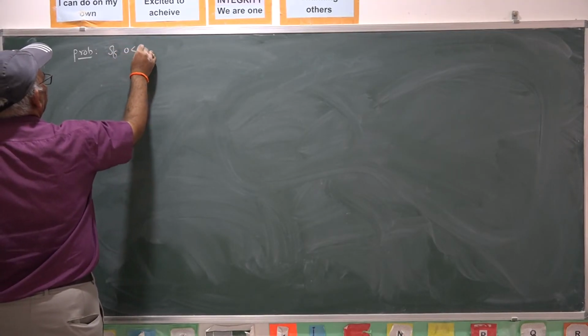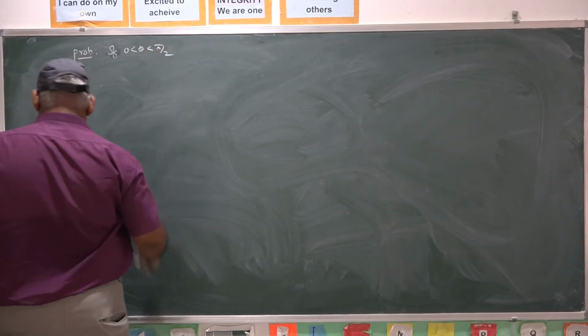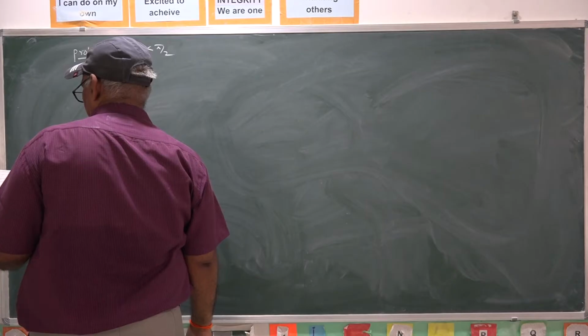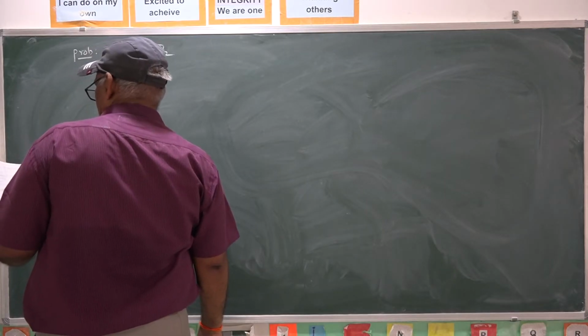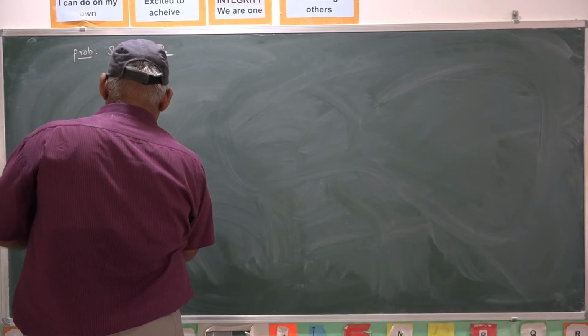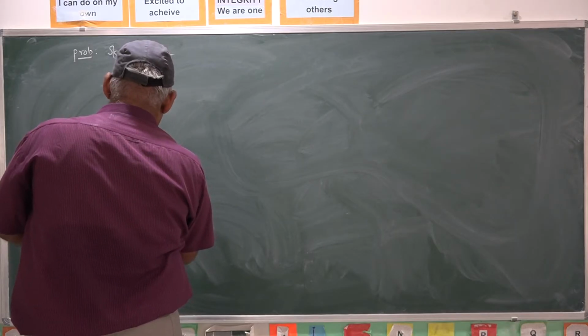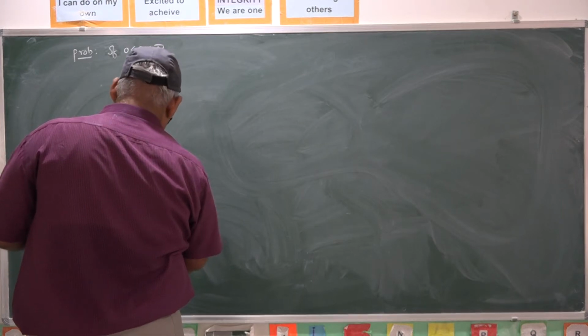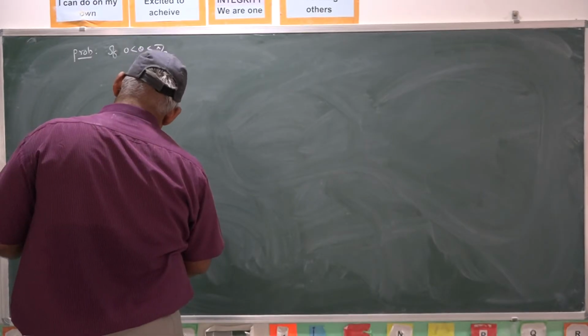If 0 is less than theta is less than pi by 2, the minimum value of this one is here.